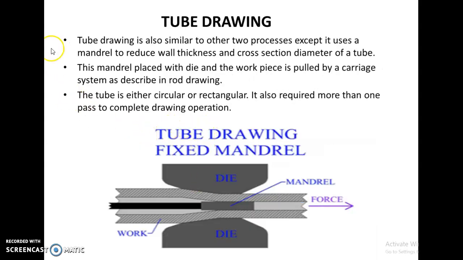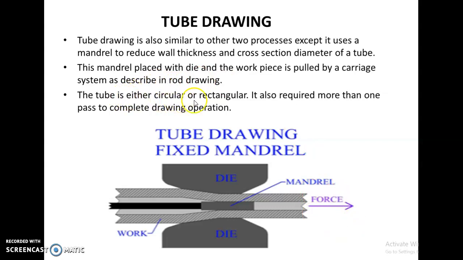What is tube drawing? Tube drawing is also similar to the other two processes, except it uses a mandrel to reduce wall thickness. So this is called a mandrel. The mandrel is used to reduce the wall thickness and cross section diameter of a tube. The mandrel is placed between the die and the workpiece and it is pulled by a carriage. Okay, so the tensile force is created by the carriage.